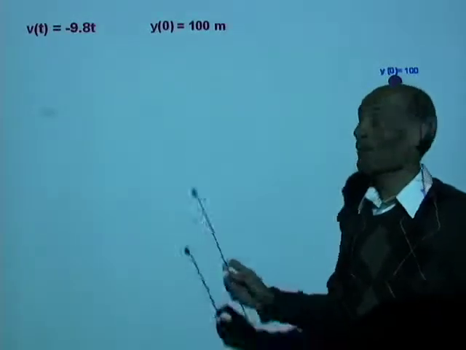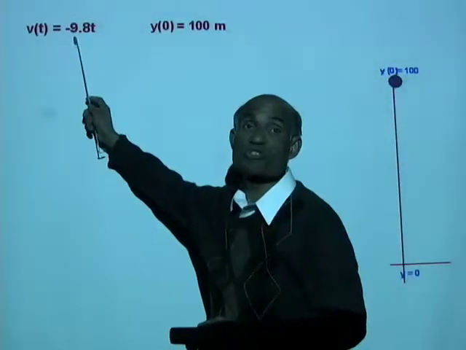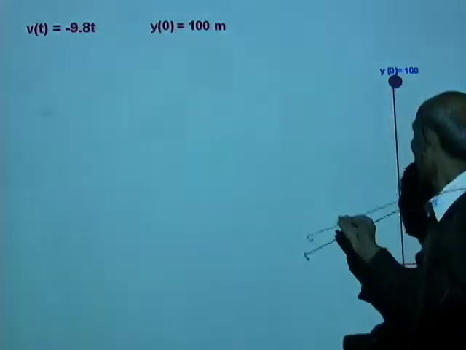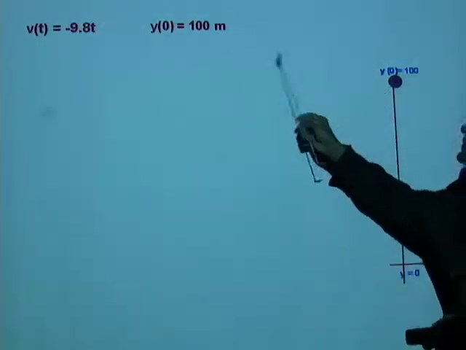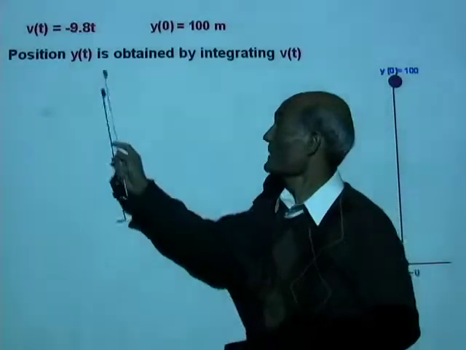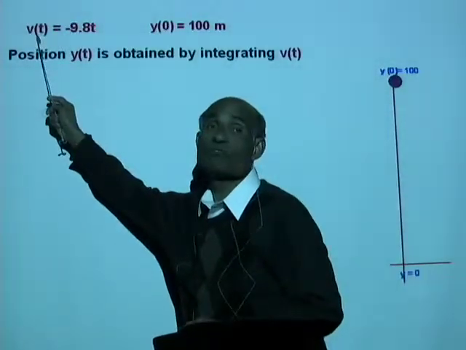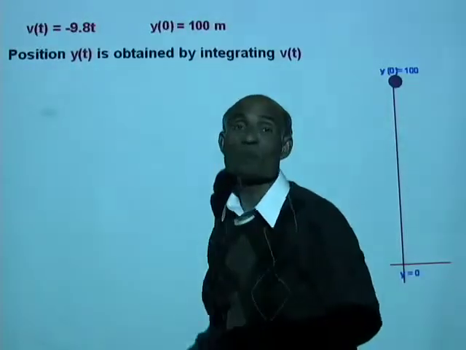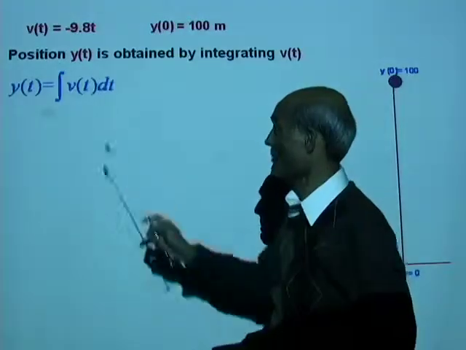That's right. All right, we got the velocity function negative 9.8 t. And also we know that at t equal to 0, the position of the ball is 100 meters. And now we take the velocity function, integrate it to find the position function. All right?